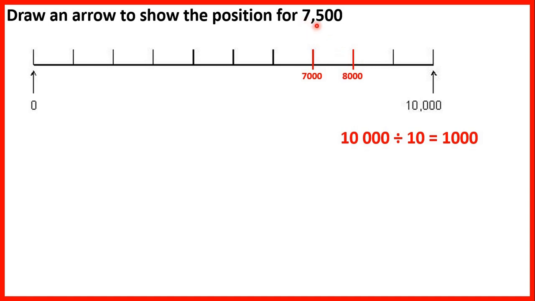Now 7,500 will be right in the middle of 7,000 and 8,000, so we need to draw our arrow here. And the reason for that is because 500 is half of 1,000, so our arrow is halfway between 7,000 and 8,000. That's 7,500.